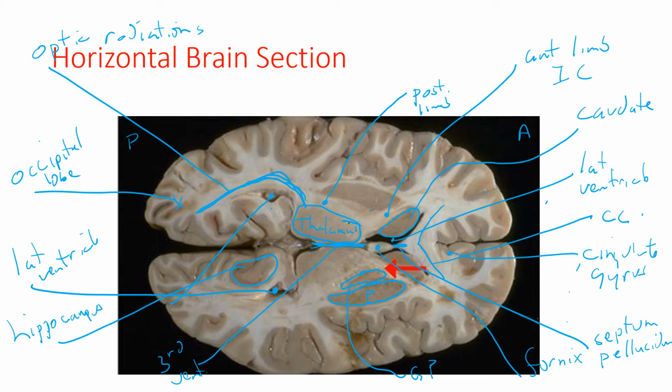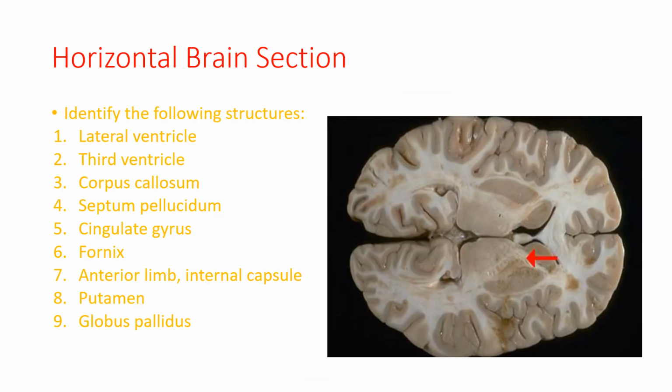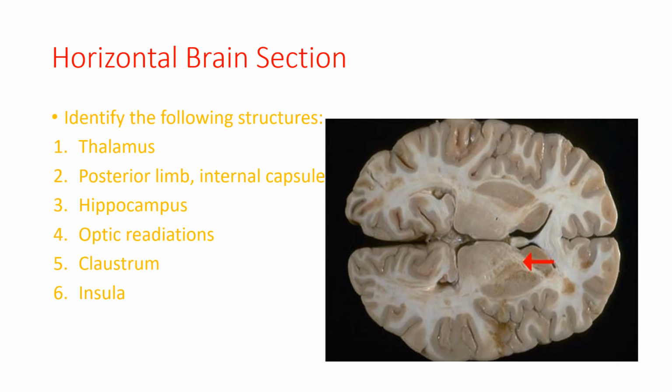So, we lost a few things, but we've also gained a few things. On the lateral side of the putamen, we can see again the claustrum, and then we can see the insula. So a lot of the same structures, but just a few new structures that really appear on this horizontal section. Same deal, we identify the image and then the list of structures that you'll want to be able to identify. And we continue the list.